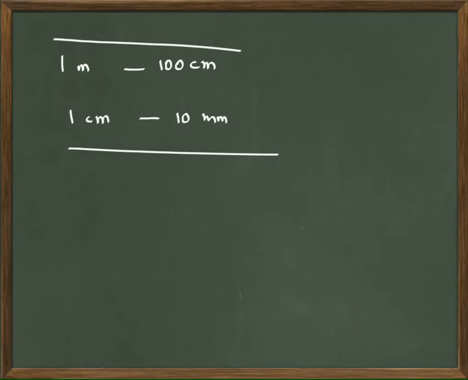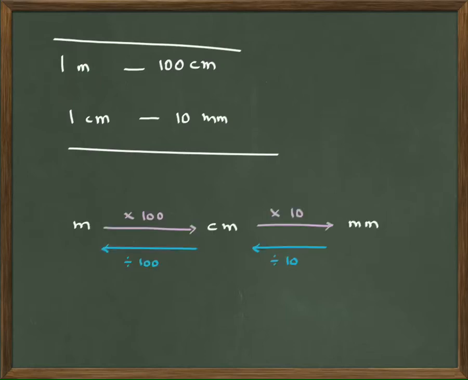So if I want to convert from meter to centimeter, I multiply by 100. If I want to convert from centimeter to millimeter, I multiply by 10. So remember this rule. Meter to centimeter, multiply by 100. Centimeter to millimeter, multiply by 10. On the way back, millimeter to centimeter, divide by 10. Centimeter to meter, divide by 100.